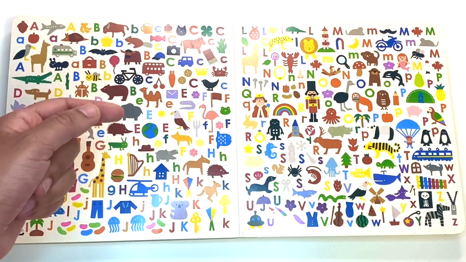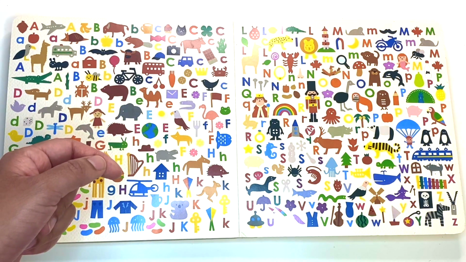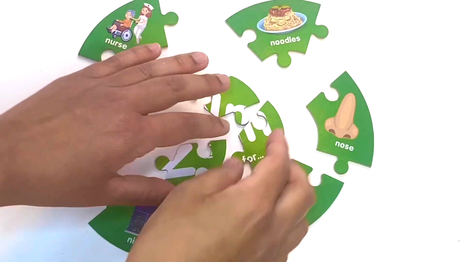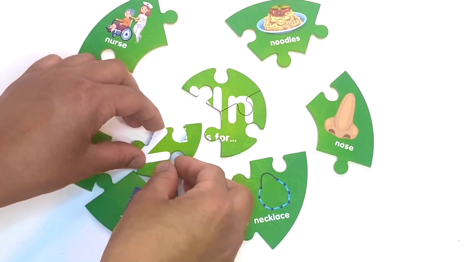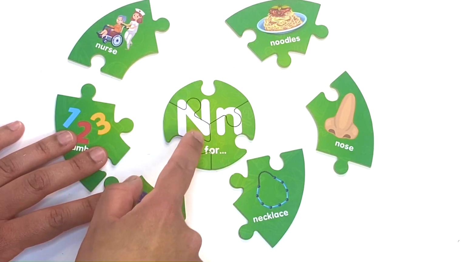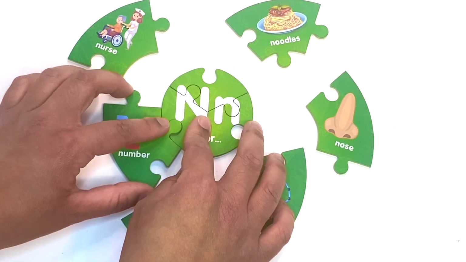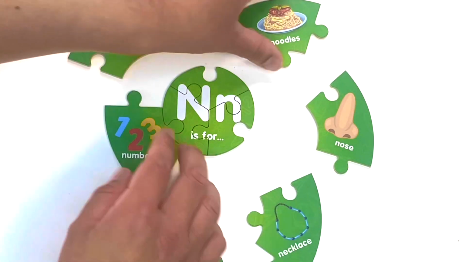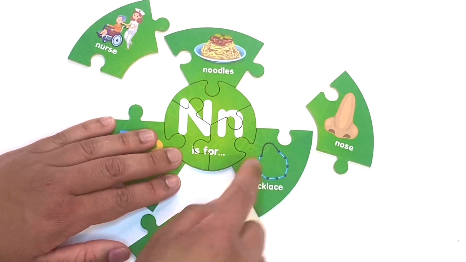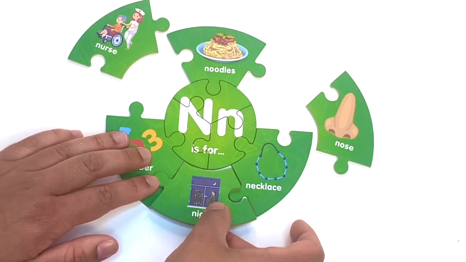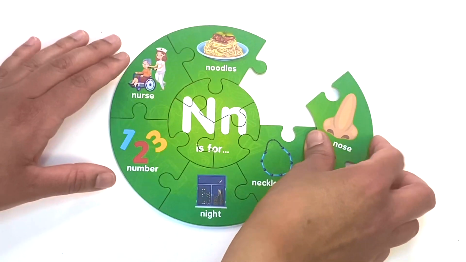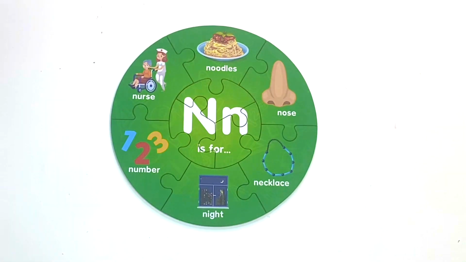N is our next letter. Where can it be? Ooh, I see the capital and a lowercase. Okay, we got the lowercase letter. Now we got the capital. N is for numbers to count, noodles to devour and eat, a necklace to wear, the beautiful night, a nurse to make us feel better, and a nose to smell with.